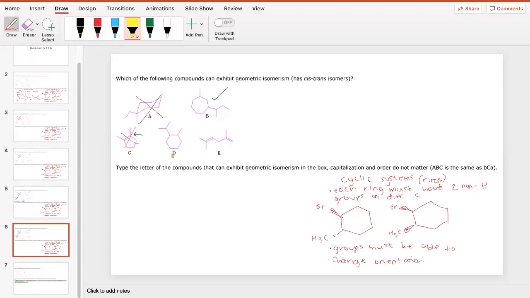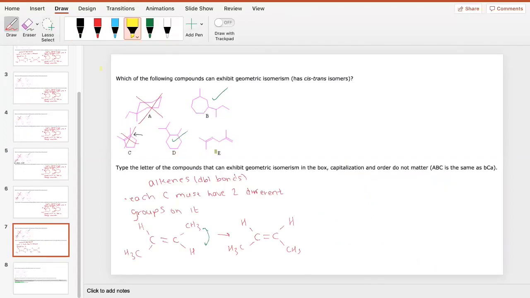Looking at molecule D, we see that it is cyclic, so we're going to look at cyclic rules for it. We see that it does have two non-hydrogen groups, so we have this methyl group and this isopropyl group. They're also on different carbons. These aren't locked in by any sort of sp2 hybridization, so they can come towards us, they can go away from us, and therefore molecule D does work.